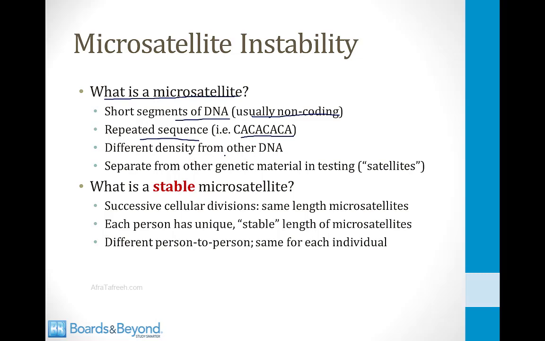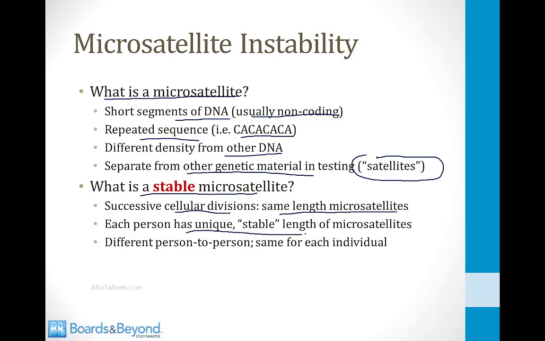And they have a different density from other DNA, so they separate from other genetic material in testing. That's why they're called satellites, because they are separate from the bulk of our genetic material. A stable microsatellite means that successive cellular divisions lead to the same length of microsatellites. And in fact, each of us has a unique stable length of microsatellites.